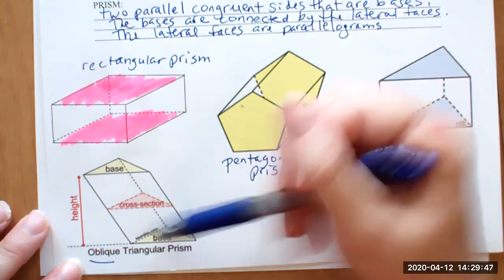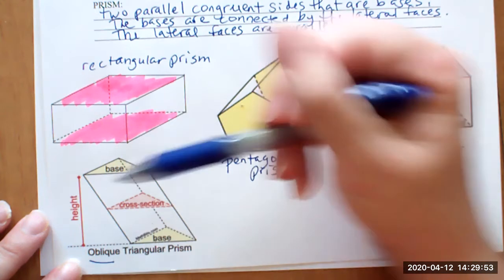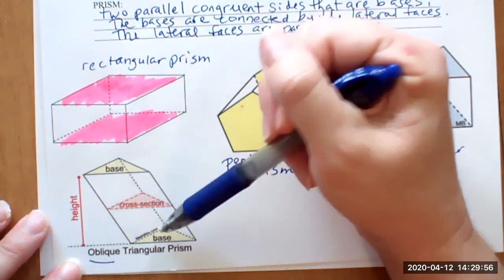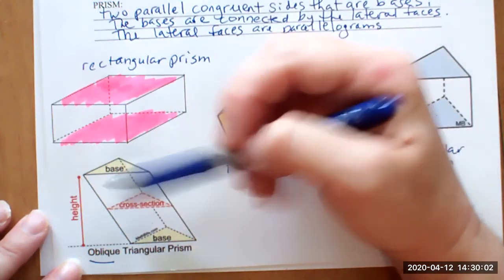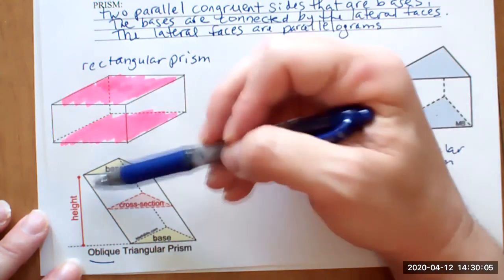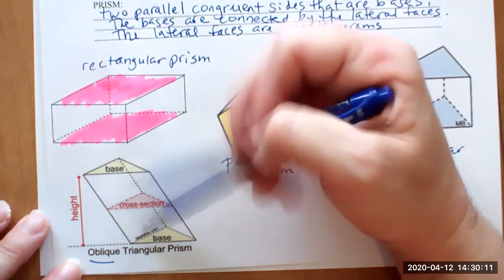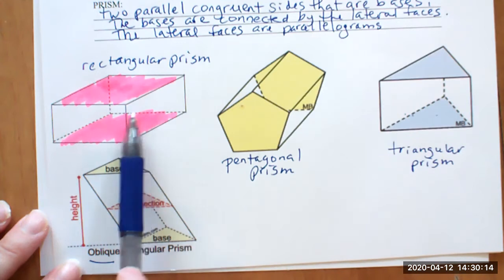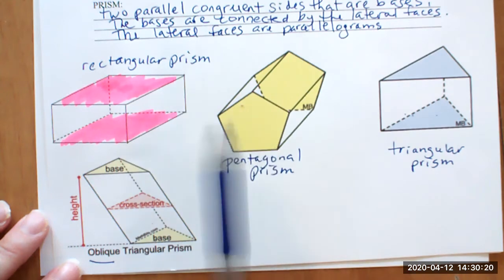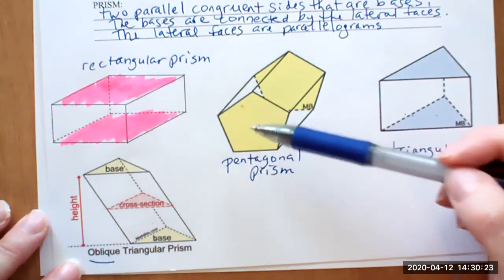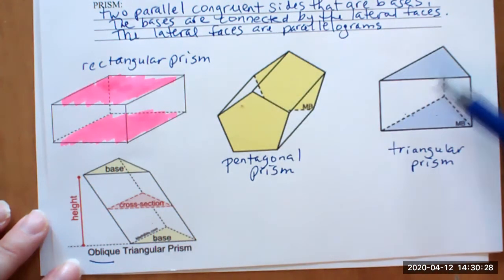Whereas over here in what we call an oblique triangular prism, in any oblique prism or oblique solid, the bases are not directly on top of one another. They're still parallel and they're still congruent, but basically they're diagonal to one another. And so the lateral side is a parallelogram. It's not a rectangle. Whereas in the rectangular prism, pentagonal prism, and this triangular prism, all of these are directly on top, or side to side, right opposite one another, whereas here it's not.